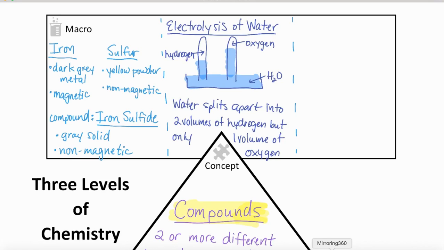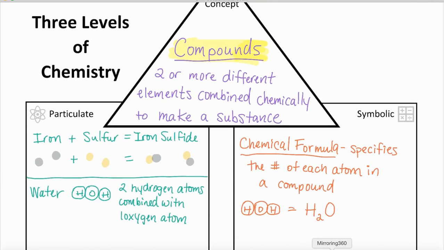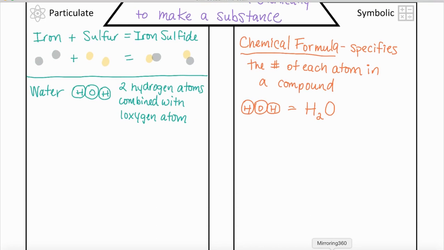Hi, this is Mrs. Cat, and I'm here to help us finish up our compounds 3 levels diagram. At this point, we have talked about Avogadro's hypothesis by looking at worksheet 2 in unit 4. So we're going to add that to our 3 levels diagram in the particulate space.